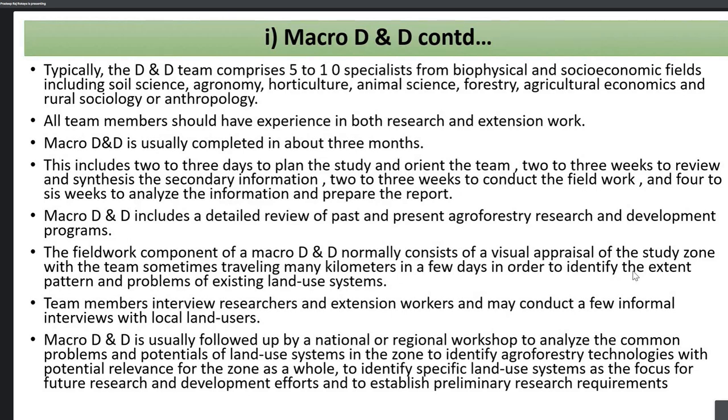Macro D&D is usually completed in about 3 months. This includes 2 to 3 weeks to plan the study and orient the team, 2 to 3 weeks to review and analyze the synthesis of the secondary information, 2 to 3 weeks to conduct the field work, and 4 to 6 weeks to analyze the information and prepare the report. This is the work plan. In this work plan, we allocate different times for different tasks.